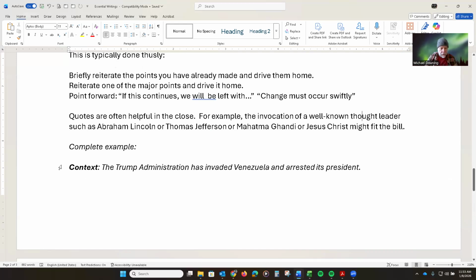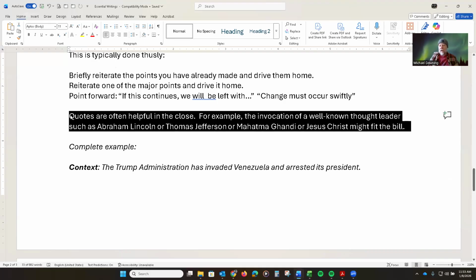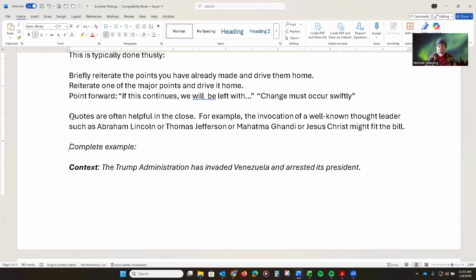Quotes are often helpful in the close. Let me highlight this. For example, the invocation of a well-known thought leader: Abraham Lincoln, Thomas Jefferson, Mahatma Gandhi, Jesus Christ. Somebody you can bring in. For American intervention overseas, there are any number of examples. Once you start to do the research, you'll be able to find a general or a president or Ronald Reagan. I don't know. You've got to start to scratch the surface and see what's out there. But that is another strategy that I can put out there for you. Now, these are not comprehensive, but it's guidance.